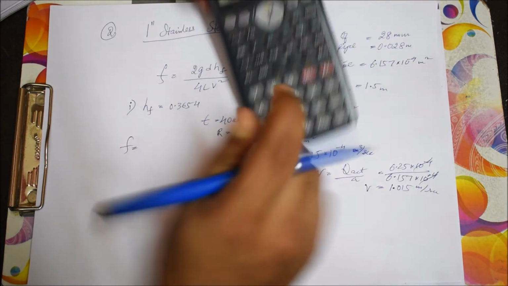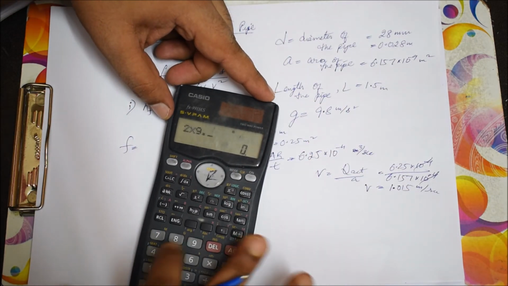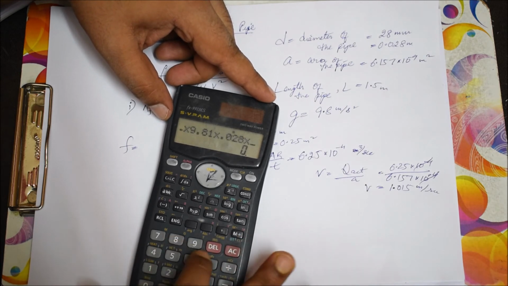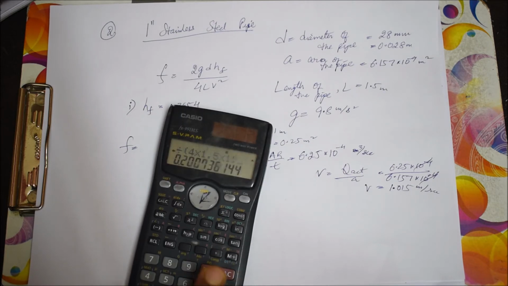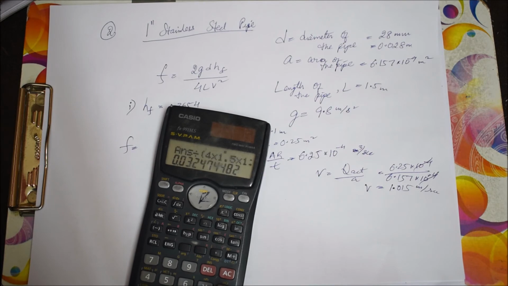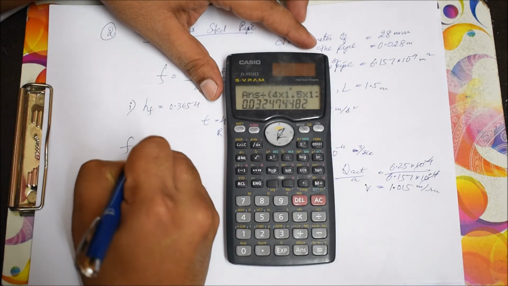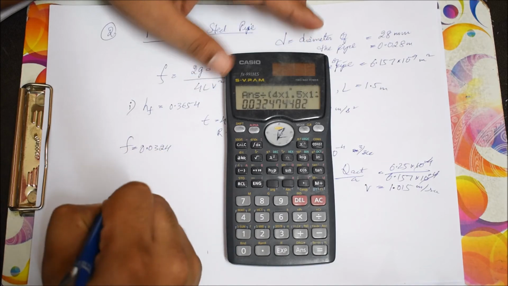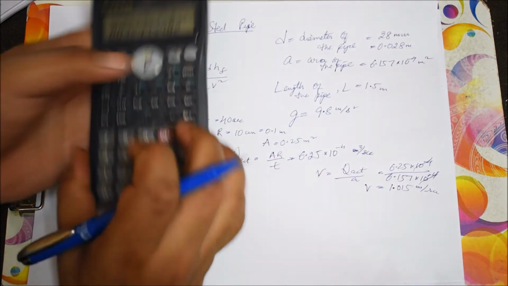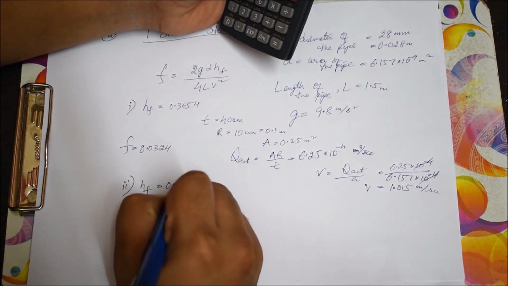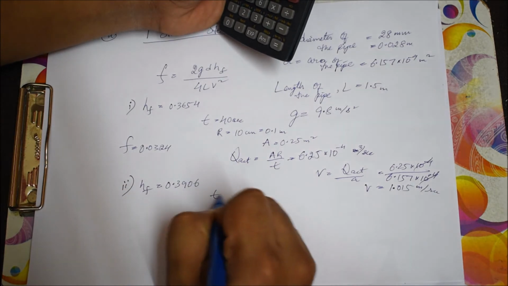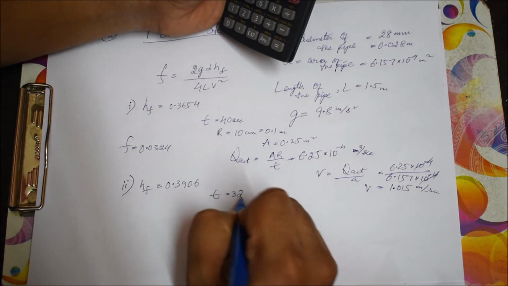So friction factor can be calculated by 2 into 9.81 into diameter 0.028 meters, HF is recorded to be 0.3654, whole thing divided by 4 into 1.5 into velocity square. Velocity is 1.015, so I'm squaring it. So friction factor is coming up to 0.0324 for the first reading for the 1 inch stainless steel pipe. So let us check for the second reading, where HF is recorded to be 0.3906 and time required for 10 cm rise in water level is recorded to be 32 seconds.